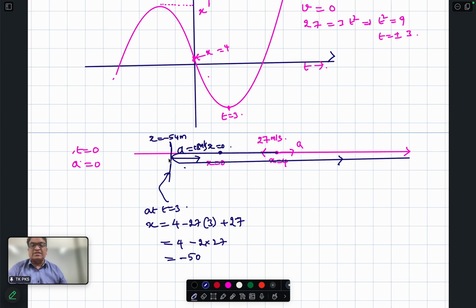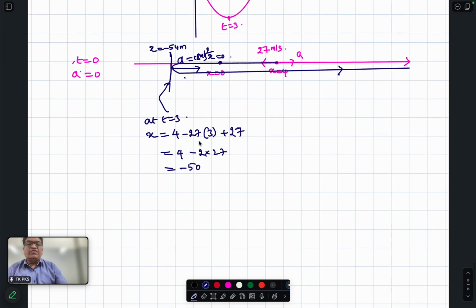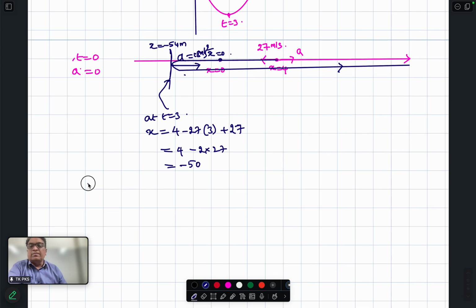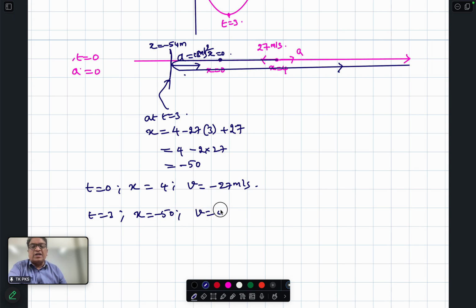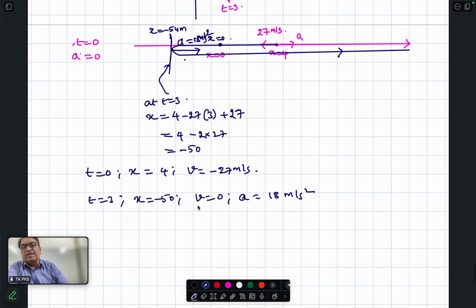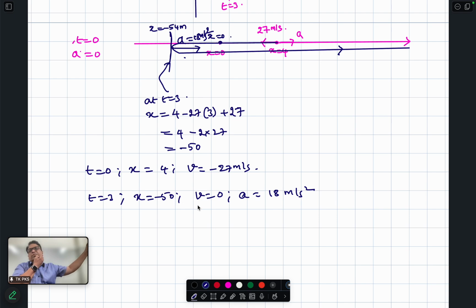Okay, meter per second square actually. Now please try to understand what is happening. At t is equal to 0, it is at x is equal to plus 4, and velocity is directed minus 27 meter per second. At t is equal to 3 seconds, it is at x is equal to minus 50 with instantaneous velocity 0, and acceleration is 18 meter per second square. And thereafter it will always continuously move forward.